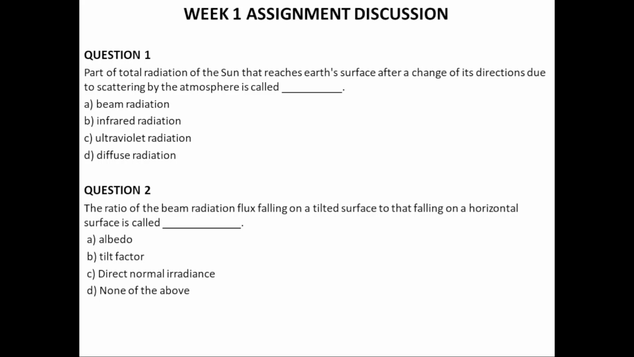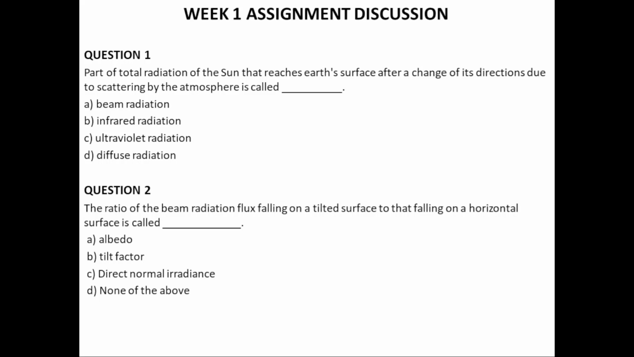So question 1: the part of the total solar radiation that reaches the earth's surface after a change of its direction due to scattering by the atmosphere is called. Here you can easily eliminate 2 options. So it's talking about the radiation as such.